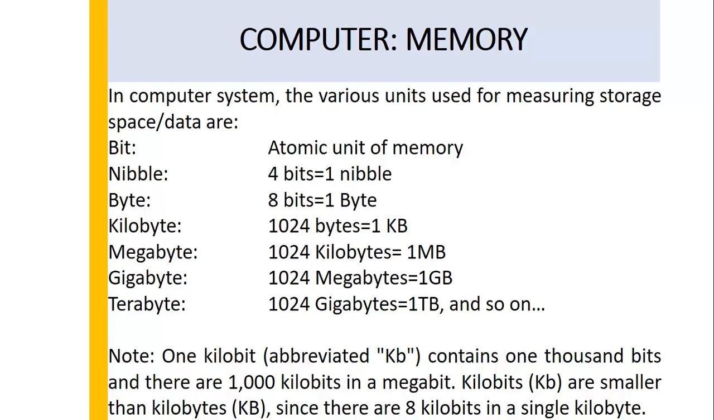Note, 1 kilobit, where b is written in small kb, is different from a KB which has a capital B, right? 1 kilobit contains 1000 bits, and there are 1000 kilobits in 1 megabit, right? So kilobits are smaller than kilobytes, because 1 kilobit is equal to 1 by 8 of 1 kilobyte, right? Or in other words, we can say 1 kilobyte is equal to 8 kilobits, right?